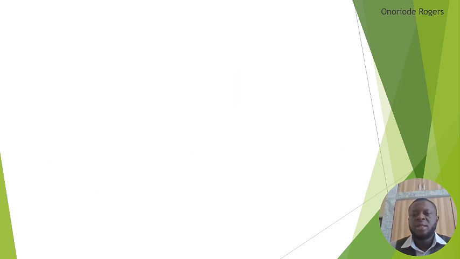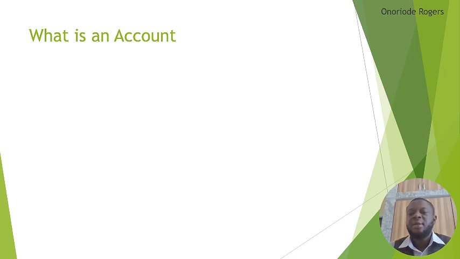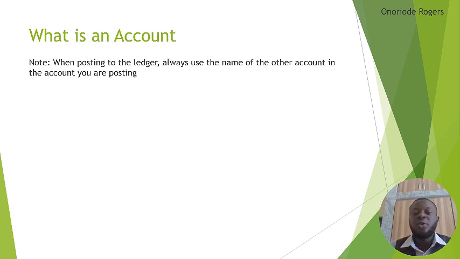So now let's look at the accounts. What is an account? An account is a record kept in a double entry system for each class of assets, liabilities, revenue, and expenses. So note, please, when posting to the ledger, always use the name of the other account in the account you are posting.